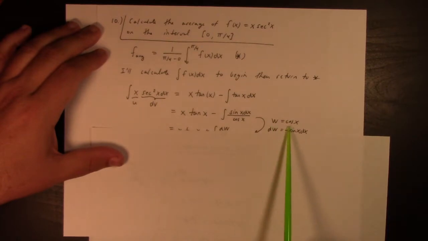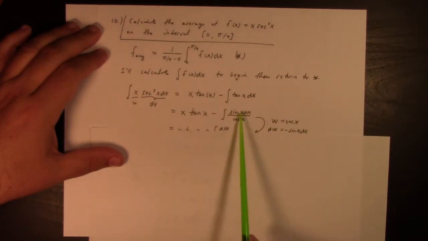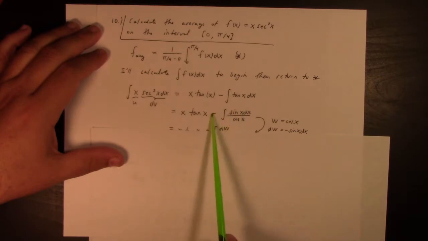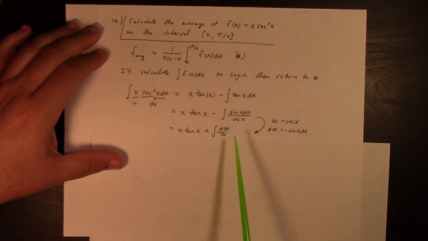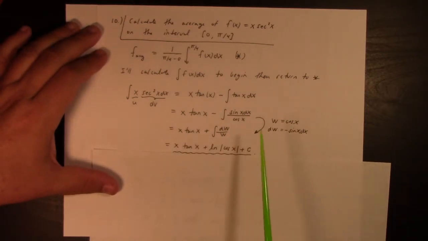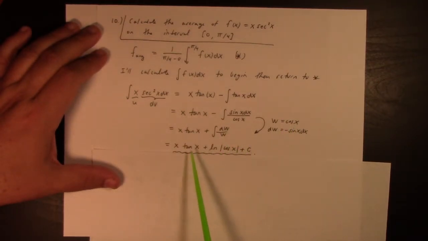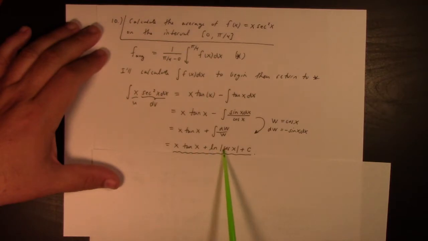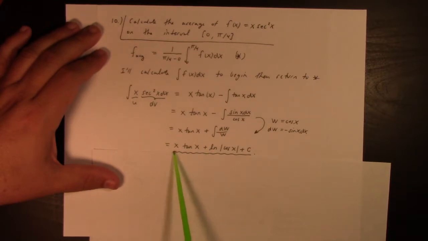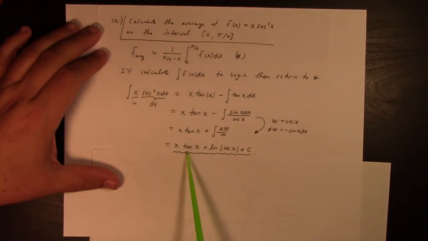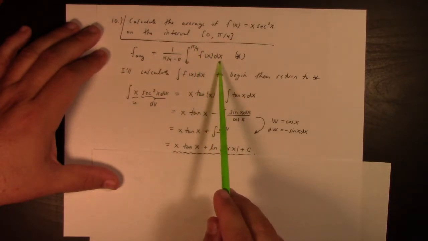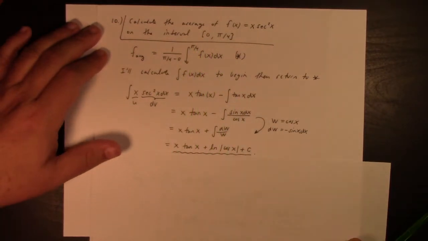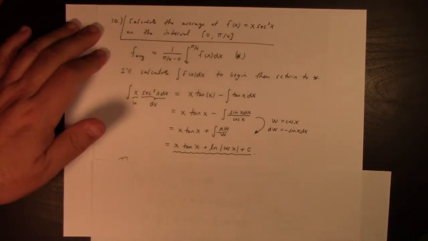And so if we let w equal cosine x, dw is minus sine x dx. But I've already got a minus there, so I can use that minus to get my dw. So I got plus dw over w, which integrates to log of the absolute value of w. But of course w is cosine x, so there you go. X tangent x plus the log of the absolute value of cosine x plus a constant. Now, that's just the antiderivative, or the indefinite integral, of the function. Now I need to actually calculate it as a definite integral.